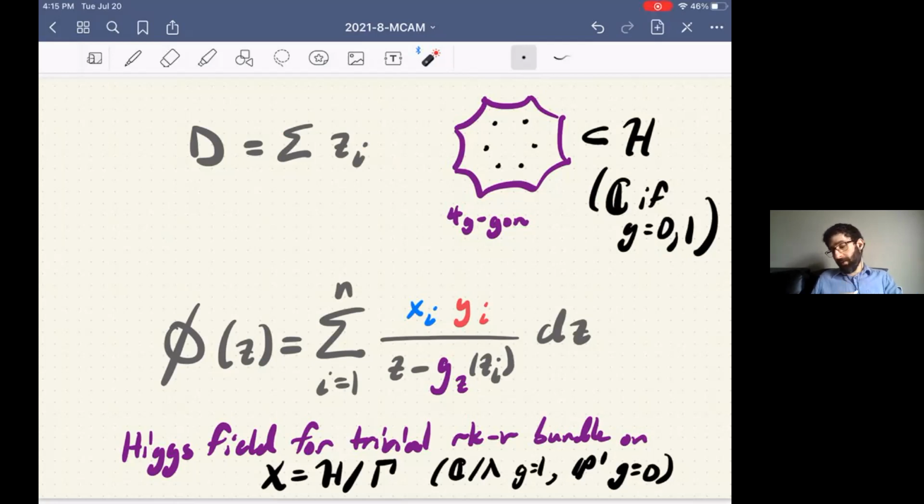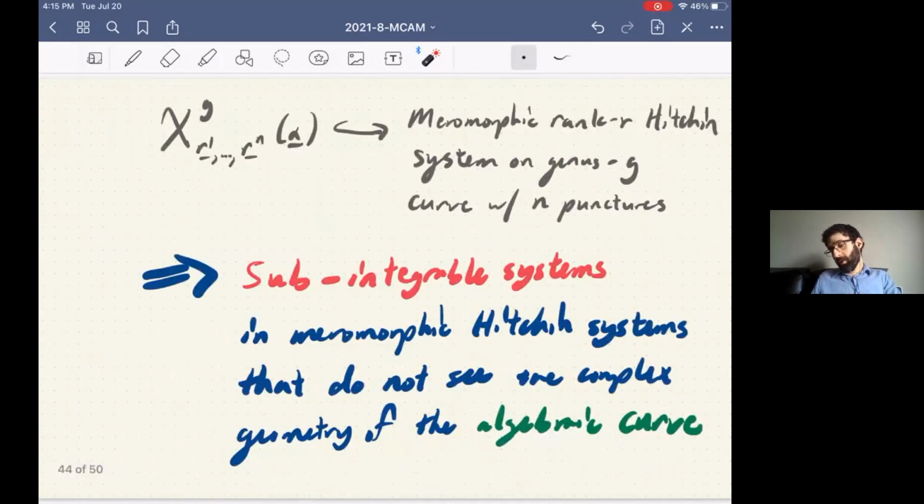But the point is that if I have a representation of a comet-shaped quiver, then I can cook up a Higgs field, and that gives me a map into a moduli space of meromorphic Higgs bundles. They have poles. You can also get parabolic data, parabolic weights, from your stability parameters alpha, but I won't go into that. Let's just say you get some meromorphic Higgs bundles on a genus g curve with n punctures.